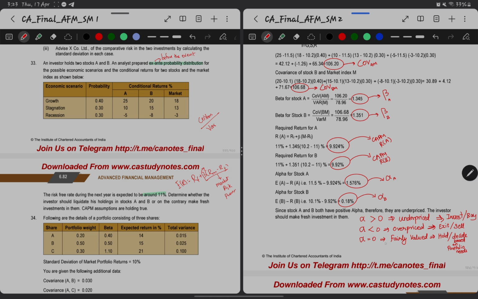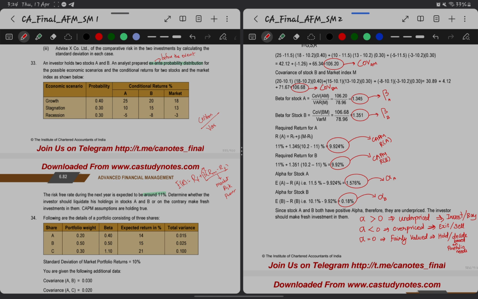And in the opposite case, wherein the alpha is less than 0, the stock is overpriced and we have to sell the shares. If the alpha is 0, then it is considered fairly priced, as the expected return and the required return as per CAPM are the same, so it is not giving anything extra, which is 0. So we should either hold the investment or decide based on the portfolio.